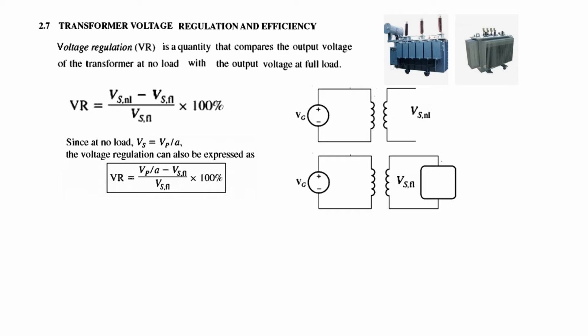Now since at no load the secondary voltage is equal to primary divided by A, where A is the turn ratio, in terms of the primary voltage we can also write this: V secondary no load can be written as V primary divided by the turn ratio, and these two terms remain the same.